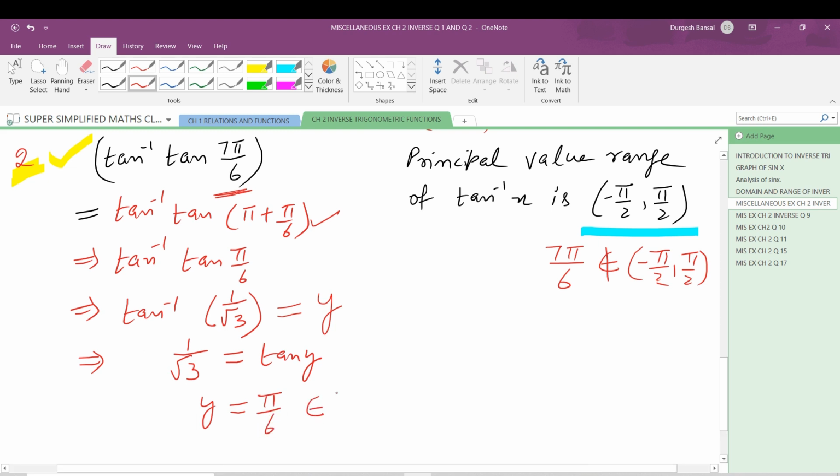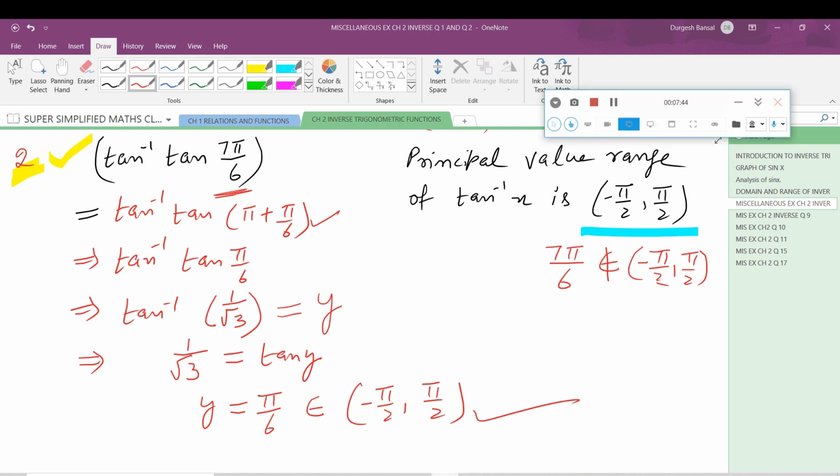Now you should check whether this value of y, that is, the value of the given inverse function, belongs to the open interval minus pi by 2 to pi by 2. Yes, pi by 6 belongs to the given interval.